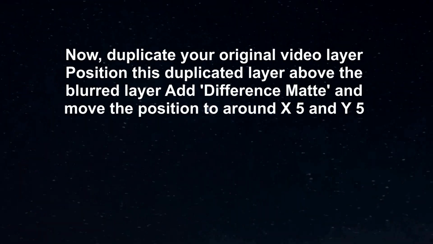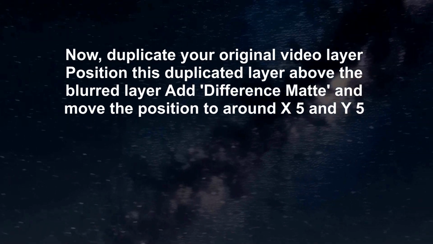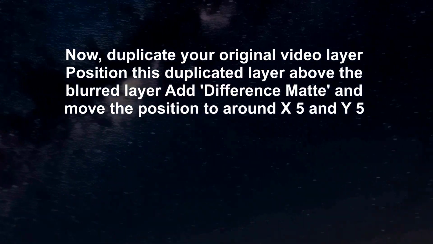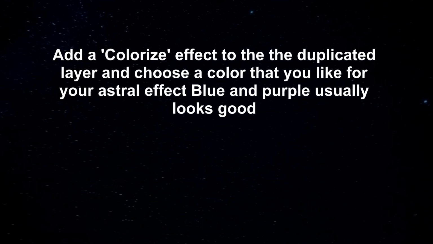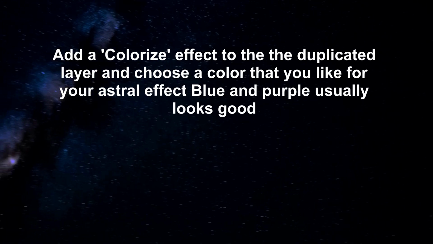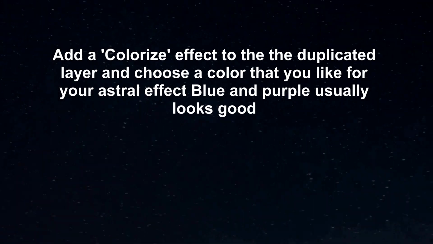Now duplicate your original video layer, position this duplicated layer above the blurred layer, add difference matte and move the position to around X5 and Y5. Add a Colorize Effect to the duplicated layer and choose a color that you like for your ASTRAL effect. Blue and purple usually looks good.